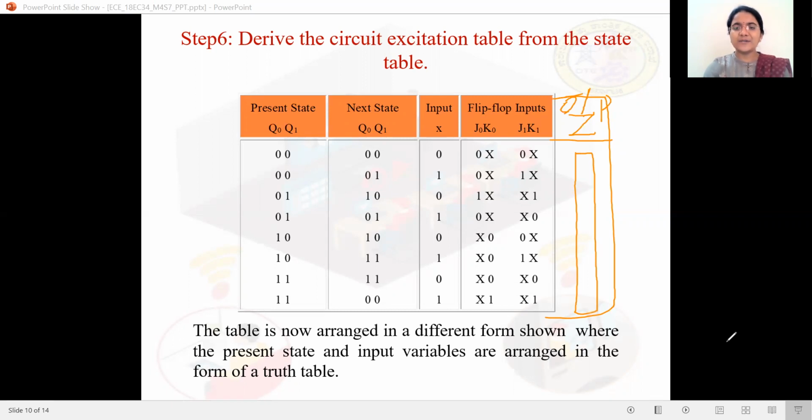If it is a Mealy machine, we have to consider Z when X is equal to 0 and X is equal to 1.